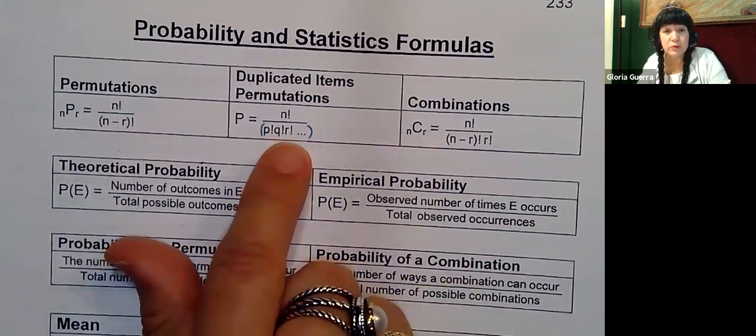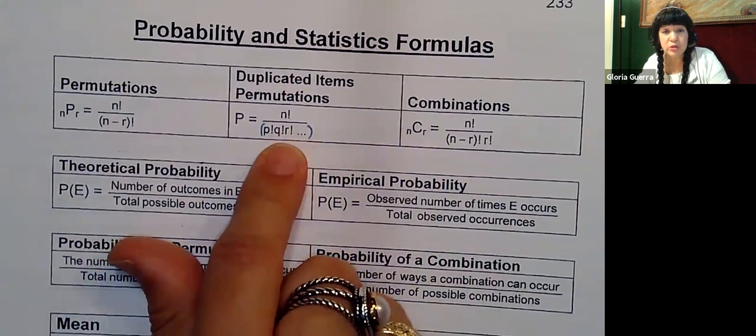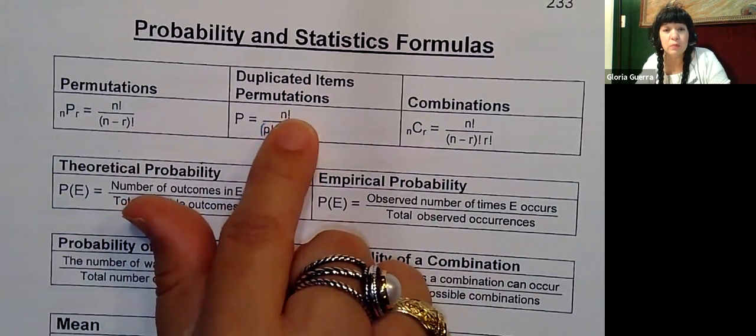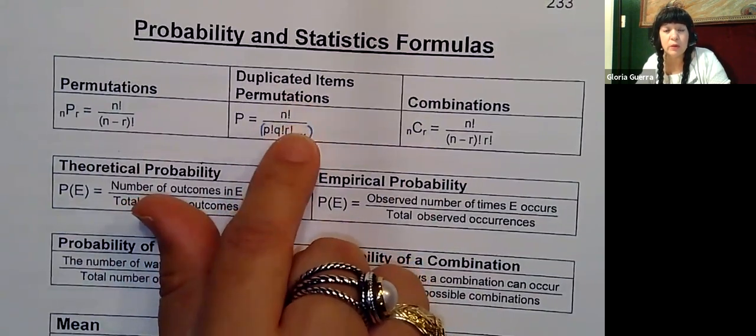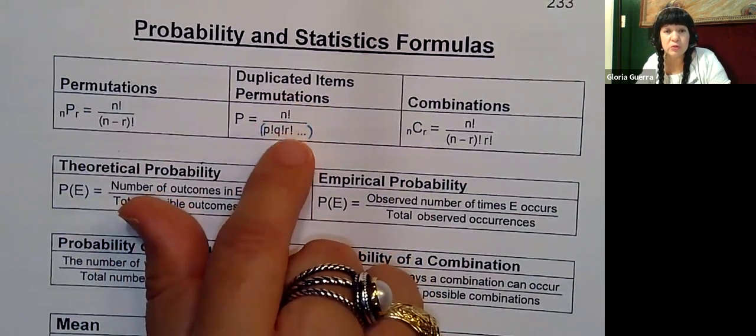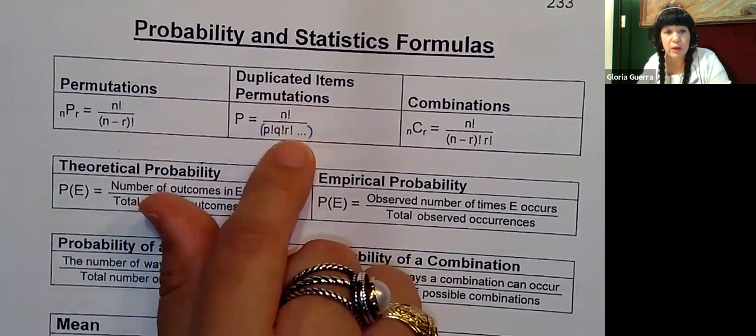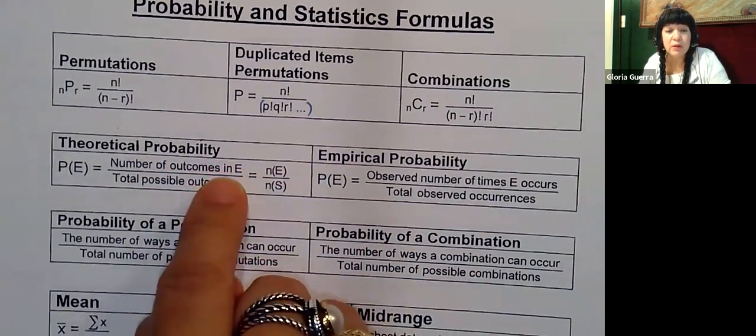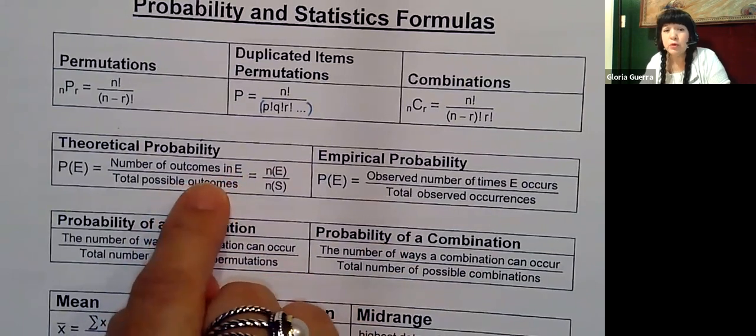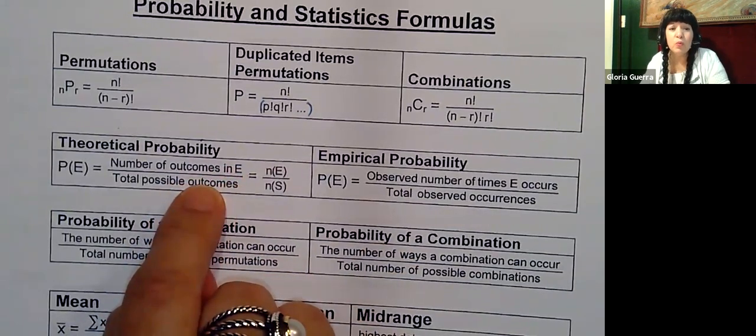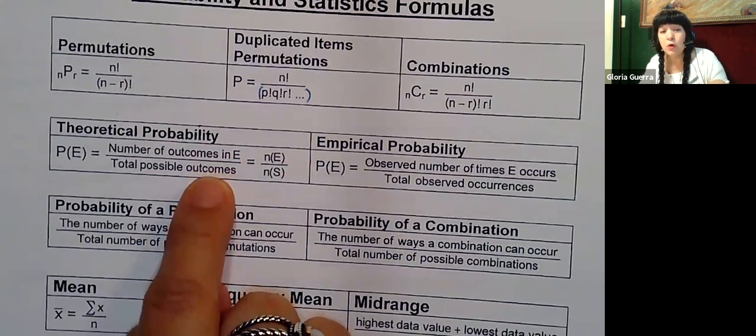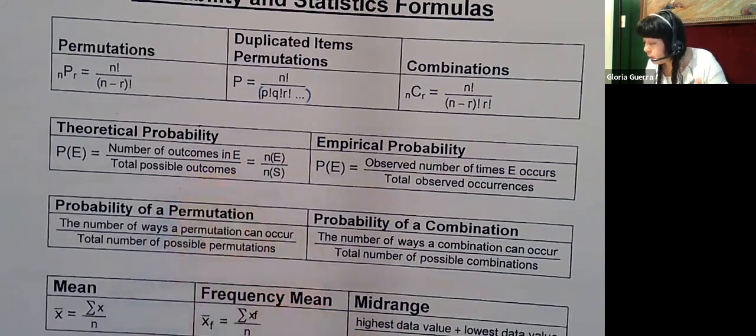But for this one, permutations with duplicated items, you will want to use the formula. You do need this formula, and then you'll do your substitution. There's a problem I'm going to show you on the review for that. Okay, and then these theoretical probabilities, these are like when you're working with cards, or rolling one die or two dice, and you have your outcomes in the numerator over your total possible outcomes in the denominator.